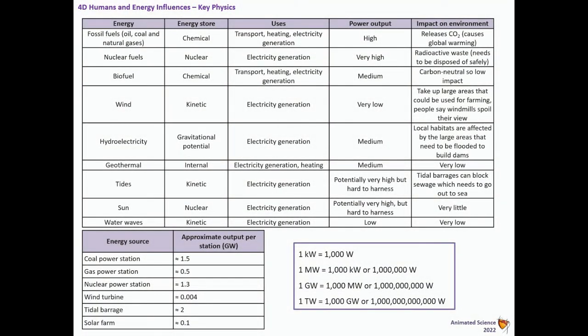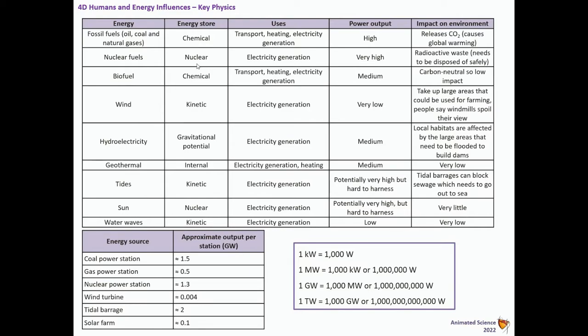Okay, so it's an iGCSE physics intro slide for the topic 4D, humans and energy influences. So this is all about different energy types for generation. So we're looking at fossil fuels, oil, coal and gas, nuclear fuel, biofuels, which could be stuff like animal dung or things like that, wind, hydroelectric, geothermal, so that's hot rocks under the ground, tidal or tides, sun, so that could be solar and water waves.